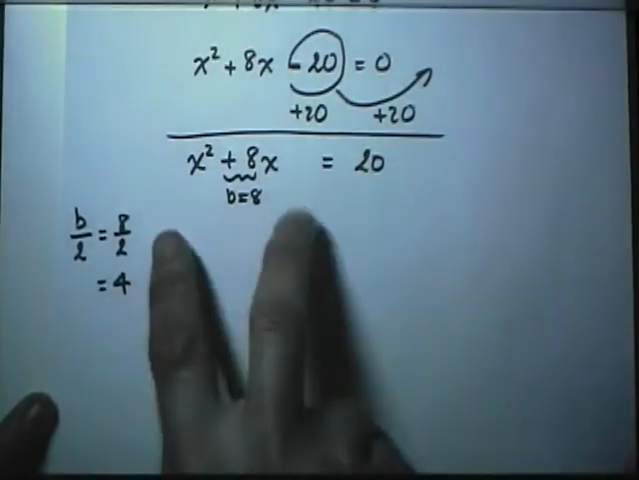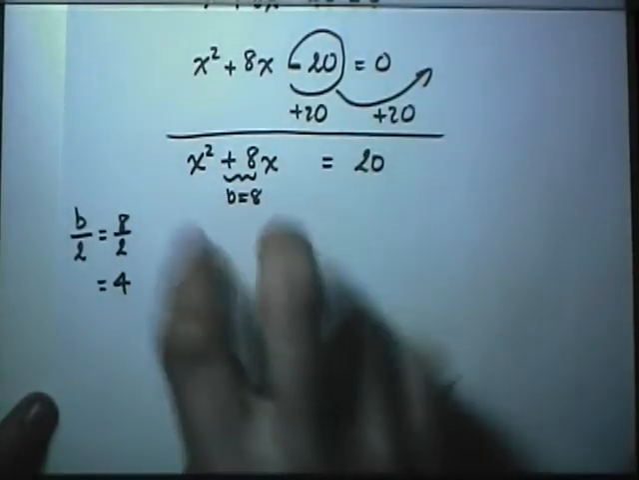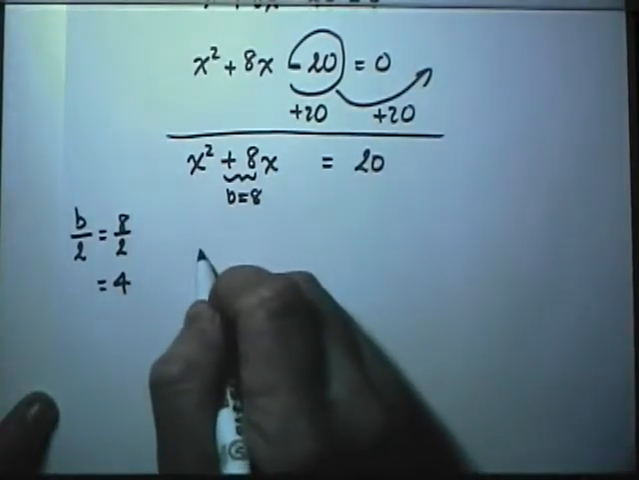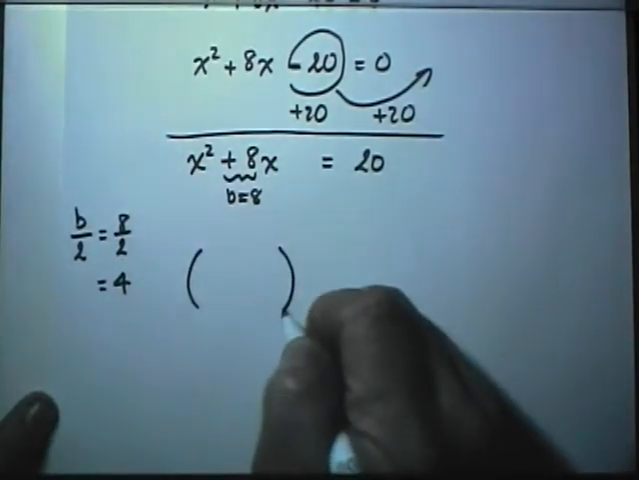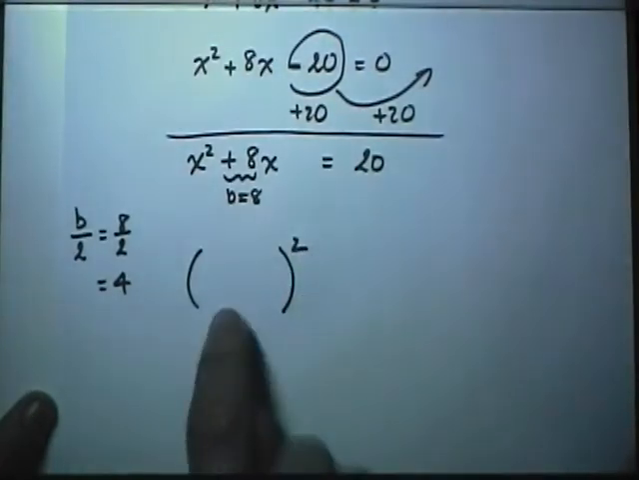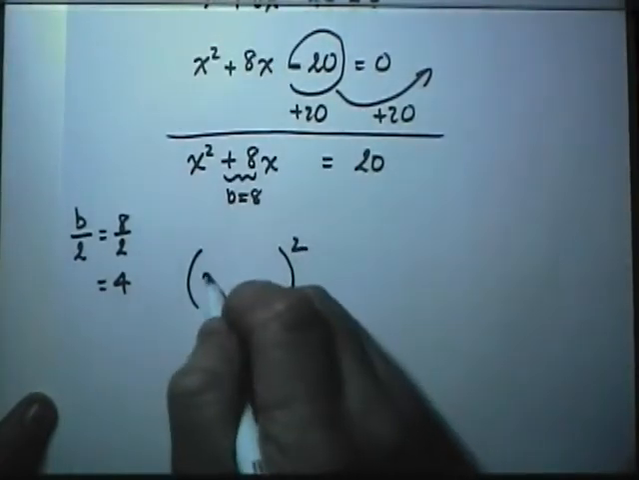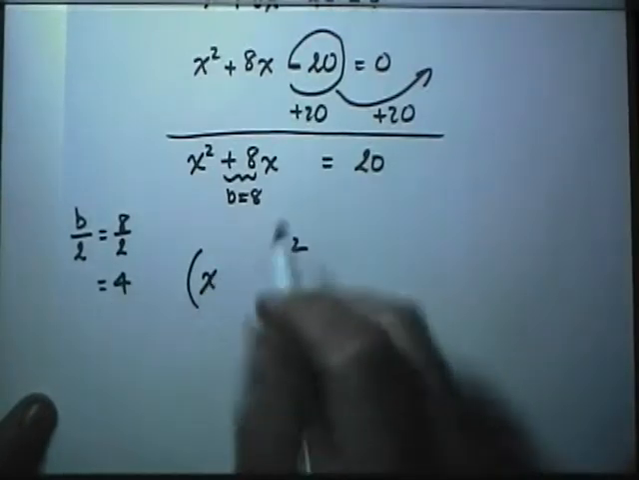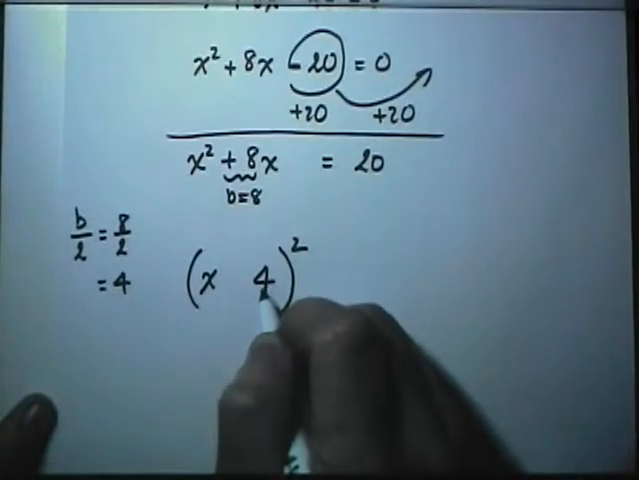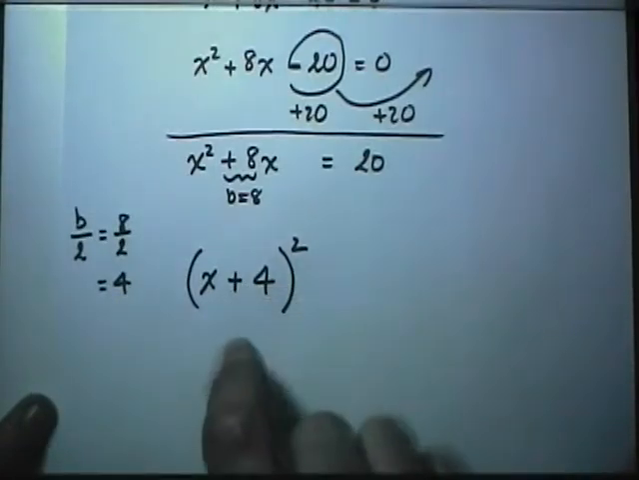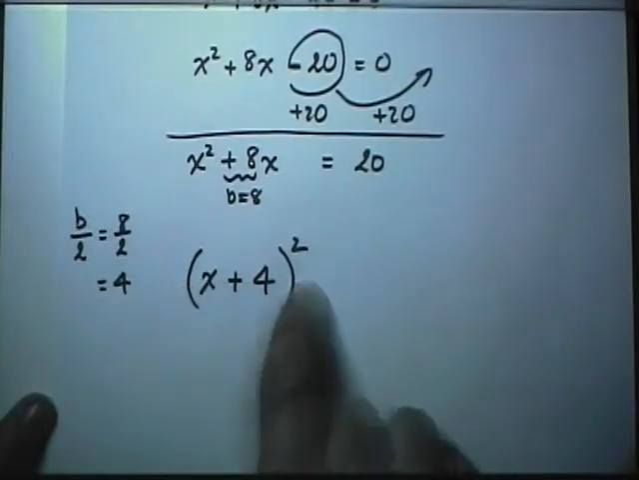Now on the left side, I first need to complete the square. The way to do that is nothing as easy as this: put a pair of parentheses with a square, and what I need to put in here is simply the x and the value for b over 2. So b over 2 is 4, so I put 4 in here. What is the sign for b over 2? It's a plus sign. So I got x plus 4 all squared.